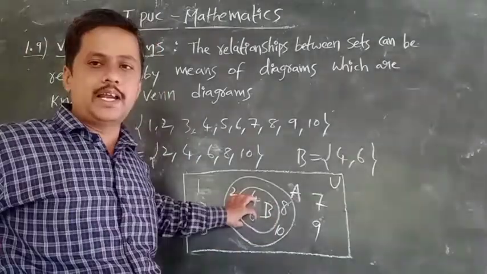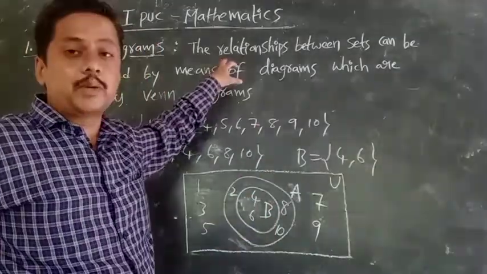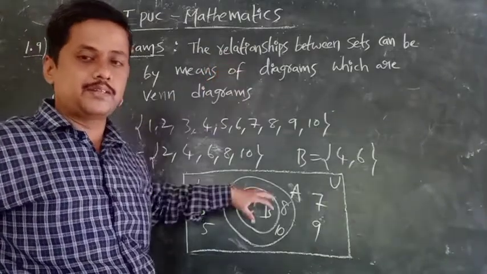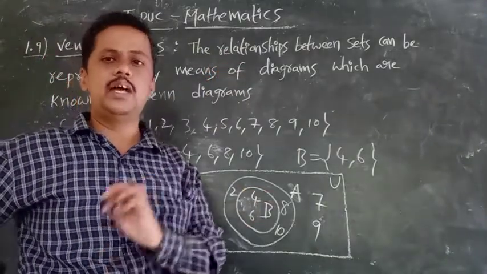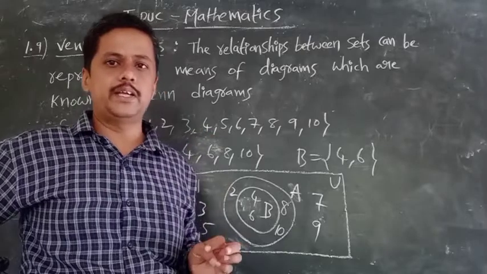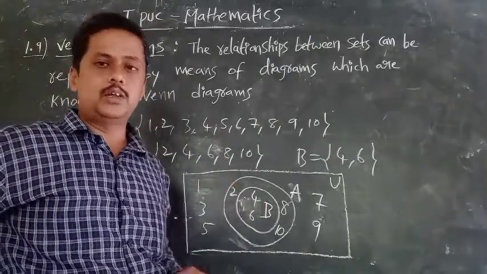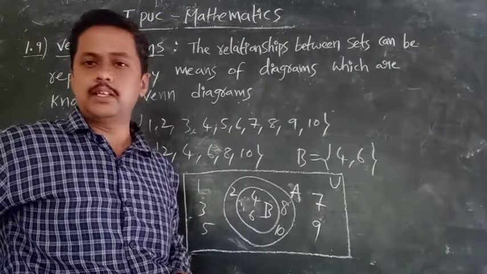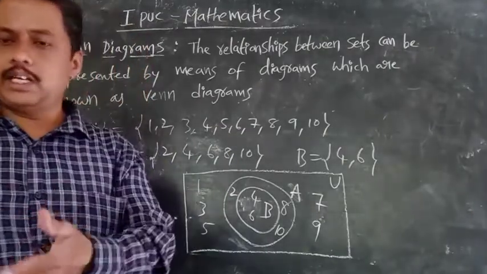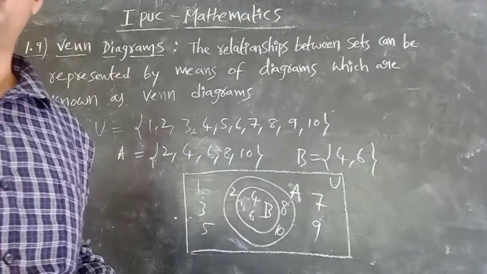Okay, this is the relationship between. So we can represent the relationship between the sets very easily by using the Venn diagrams. Okay, my dear students, that's why we are using the Venn diagrams. John Venn, English logician, he introduced this one. Okay, so we will see there are some problems related to this one.